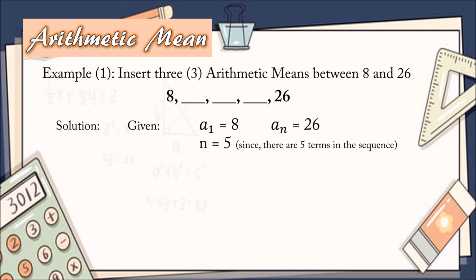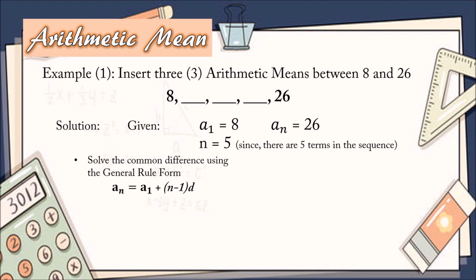So, paano natin mahahanap yung tatlong nawawalang arithmetic means? So, una, kailangan natin i-solve ang common difference using the general rule form. Nung nakaraang module or lesson, napag-usapan na rin natin kung ano ang general rule form. Ito ay a sub n is equal to a sub 1 plus n minus 1 d. So, kailangan lang natin i-substitute ang mga given sa ating general rule form, which is 26 is equal to 8 plus 5 minus 1 d. So, to simplify, we will have 26 is equal to 8 plus 4d.